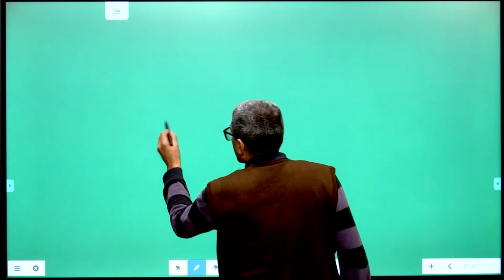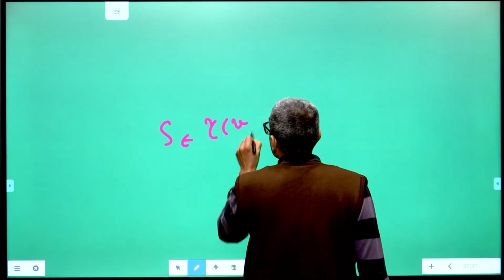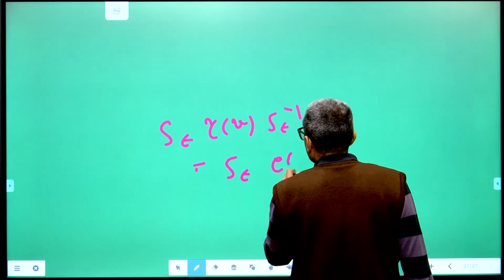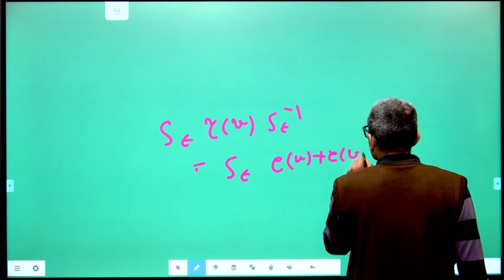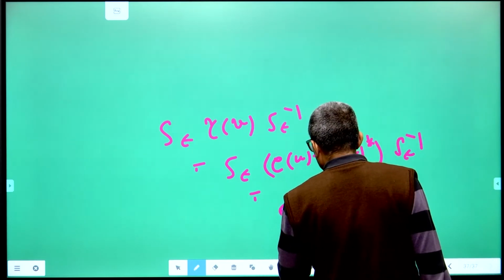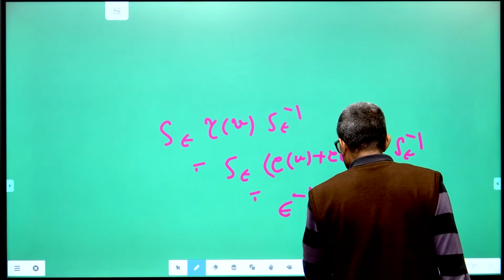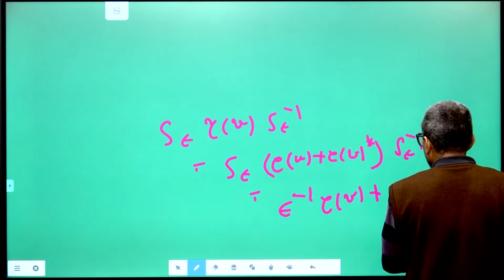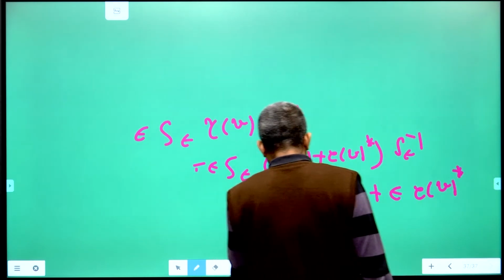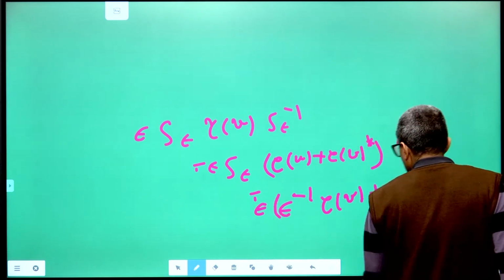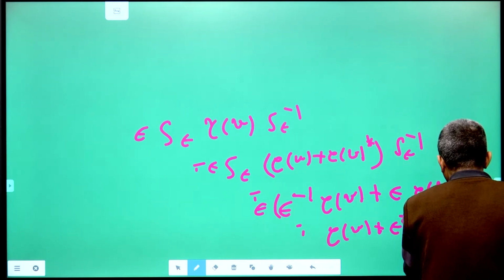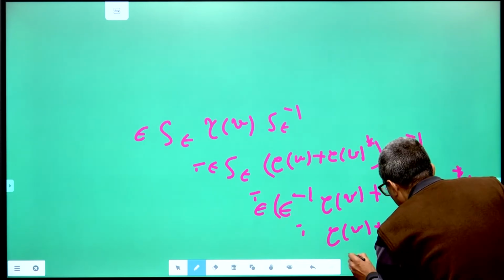So if you look at S epsilon acting on the Dirac operator, EV plus EV star, into S epsilon inverse, this is equal to epsilon power minus 1 EV plus epsilon power plus 1 times EV star. So if I multiply this by epsilon, this will become simply equal to EV plus epsilon square times EV star, which in the limit as epsilon goes to 0, converges to EV.